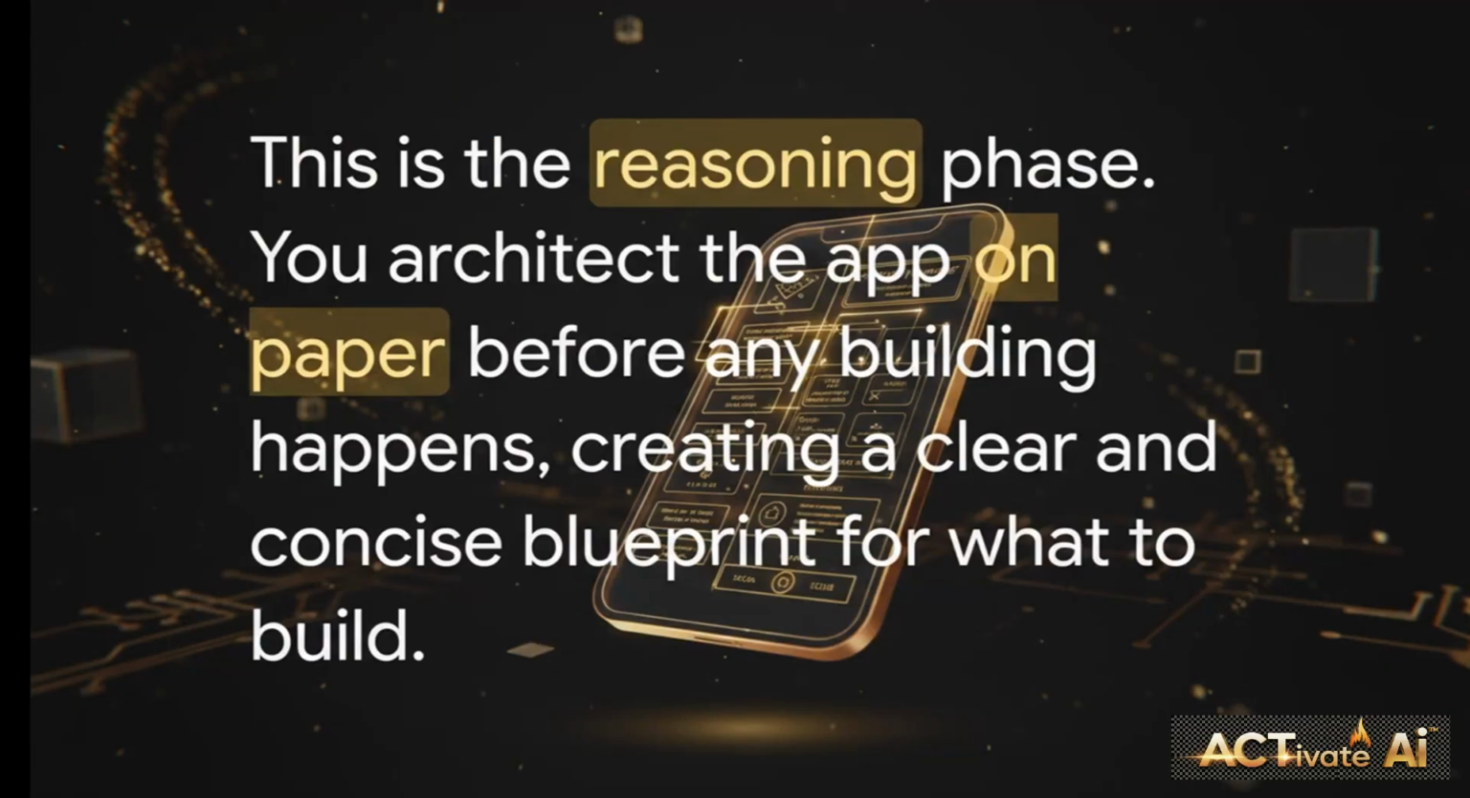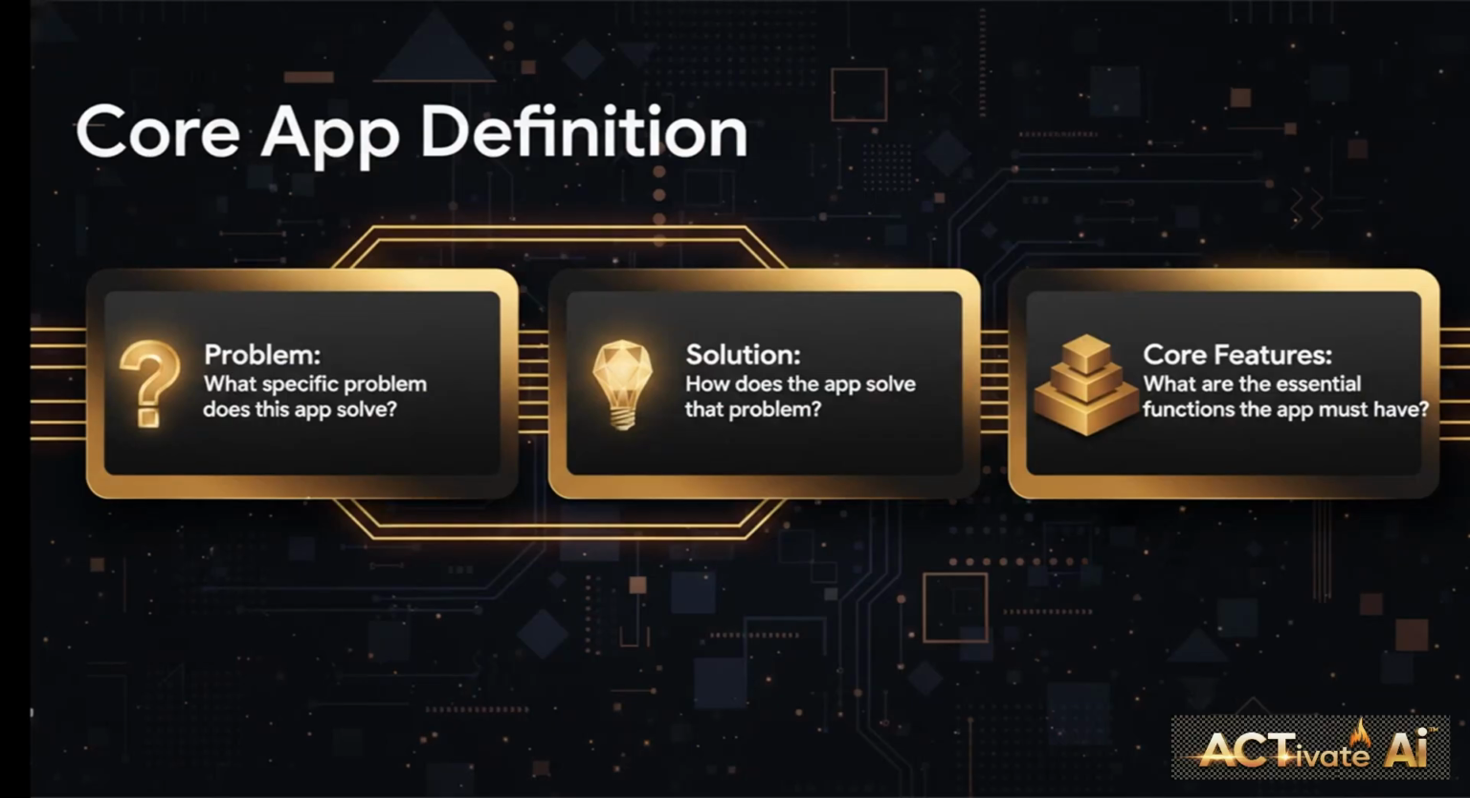Okay, so once you picked an app from your list, you enter the reasoning phase. You architect the entire app on paper first, creating a clear and concise blueprint before any building ever begins. This blueprint focuses on 3 core pillars. First, the problem. What specific pain point are you actually solving? Second, the solution. How exactly does your app solve it? And third, the core features. What are the absolute must-have functions needed to deliver that solution? Nailing down these 3 gives you an unshakable foundation for the build.